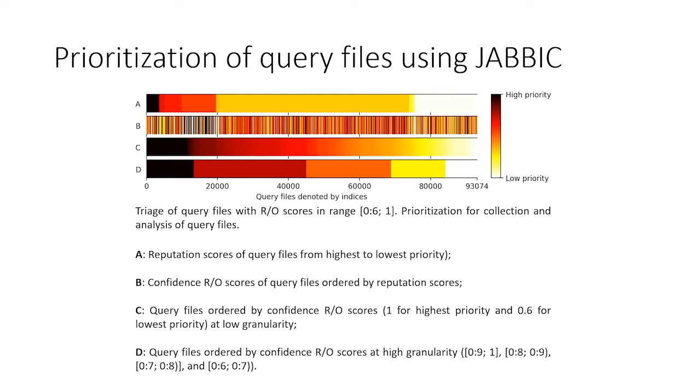So in heat maps C and D, we show that query files are sorted in descending order by the confidence RO scores with which Jabbic paired them with known malicious files, and which would allow us to perform a much better prioritization of these files rather than using just the reputation scores.